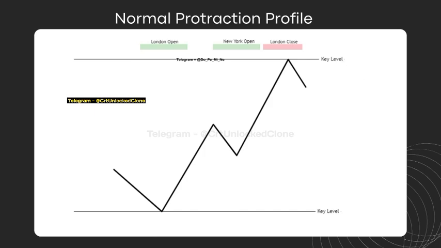reached. In this case right here, you can see that the New York Open is a continuation profile because it continued the price action until the drawn liquidity was reached. We will also discuss this profile further in the chapter.